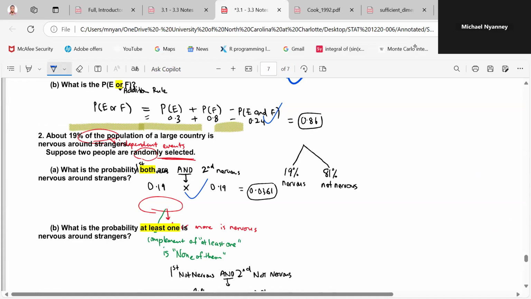We also want to find the probability that at least one is nervous around strangers. Since we've picked two, at least one means either the first person or the second person or both. So we can use the additive rule, or we can simply work it using the complement rule. The complement rule says that the probability that at least one is nervous will be equal to 1 minus the probability that none is nervous.